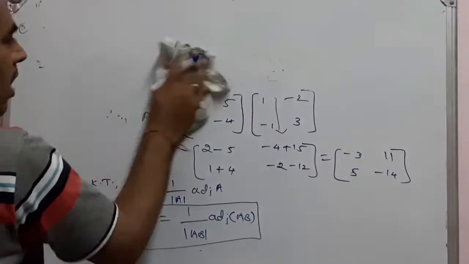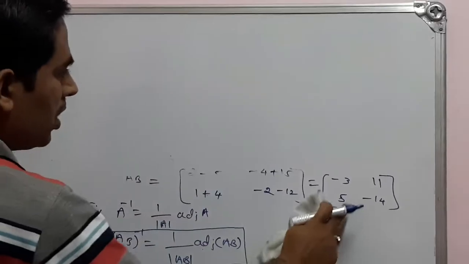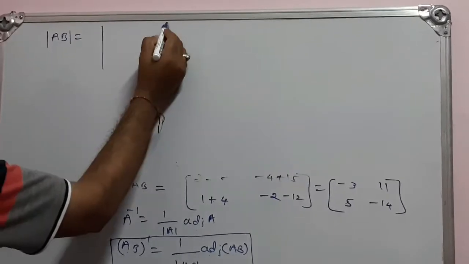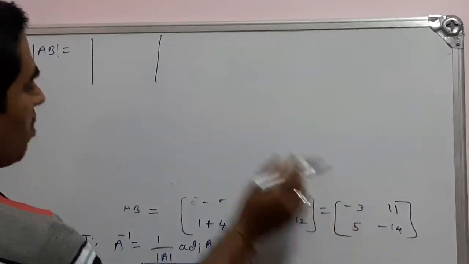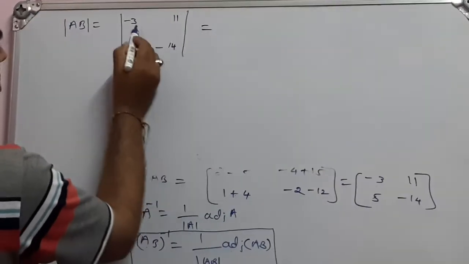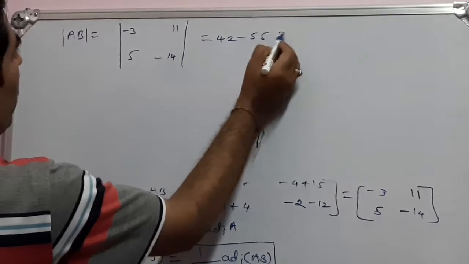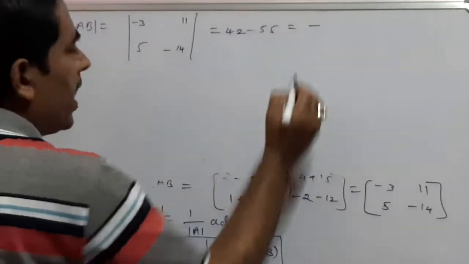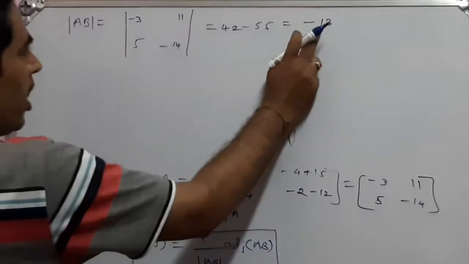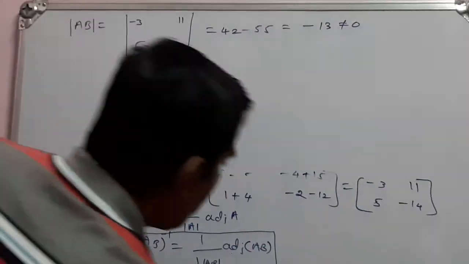Okay, let us find out here. So this is AB. The determinant of AB will be what? The corresponding determinant for this matrix is minus 3, 11, then 5, minus 14. So you can expand here: minus 3 into minus 14 is 42, minus 55. So I will get the sign as negative here, minus 13. So the value of the determinant of AB is minus 13. It is non-singular, so it is not equal to 0. It is a non-zero quantity.